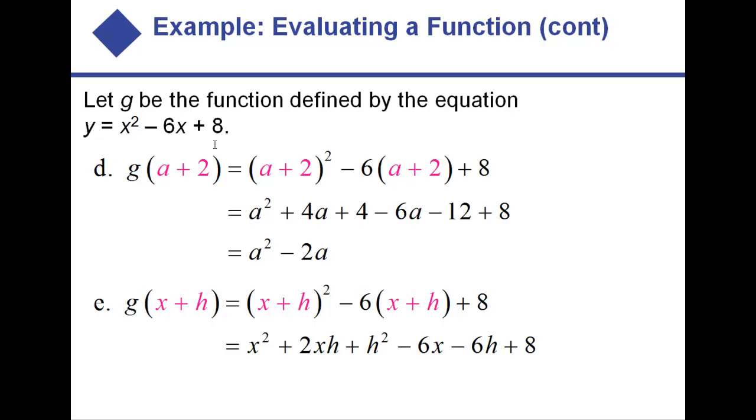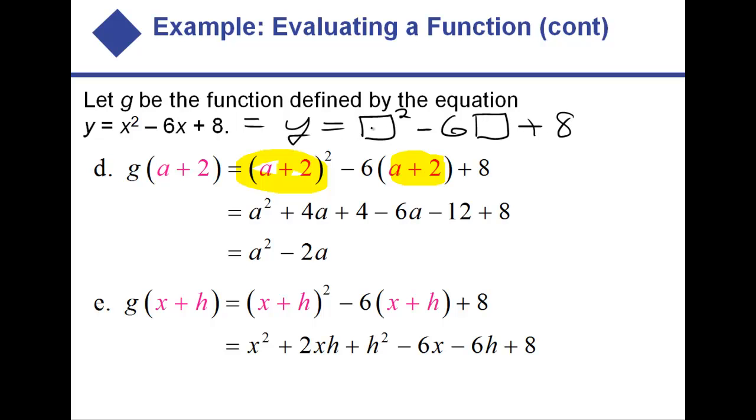So here's D. When we're doing g of a plus 2, you're putting a plus 2, that entire quantity, in for every single x. You see how that's what x was, that's what x was? What I like to tell my students is think of this function as some buckets, right? You've got this bucket here that's being squared minus 6 times this bucket or box, whatever you want. And then now you're going to put things in there. So if I put a plus 2 in here, the whole thing's getting squared. If I put a plus 2 in here, the whole thing's getting multiplied by -6.